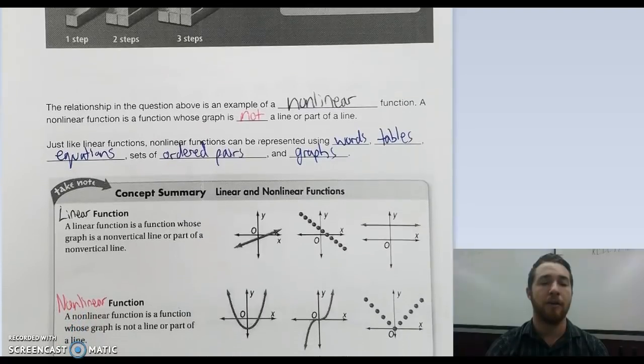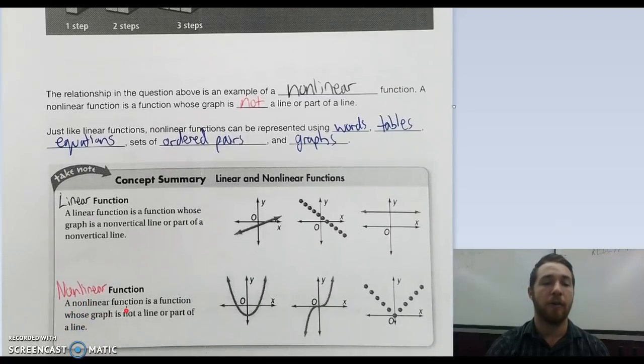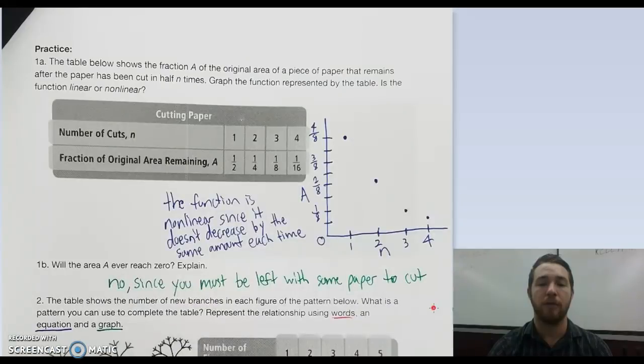And nonlinear functions, again, just means the opposite. It's a function whose graph is not a line or not a part of a line. So if I have what's called a parabola here, that's not a line. This would be a cubic function, that's not a line. And also, it looks like 2 lines put together, but it still doesn't count because it doesn't all form one line. So those are all examples of pretty common nonlinear functions.